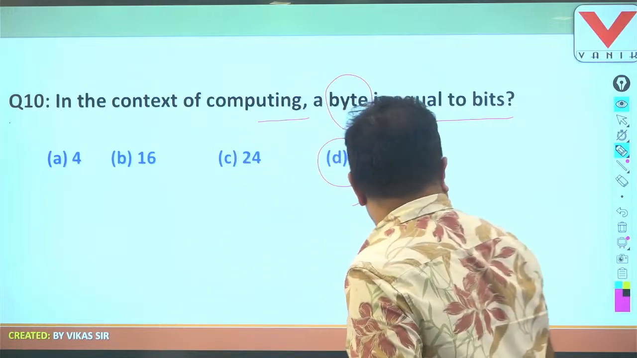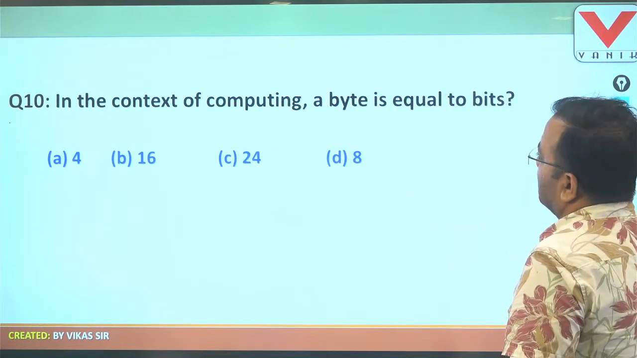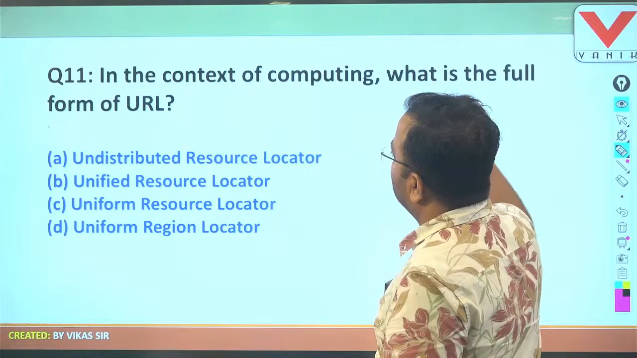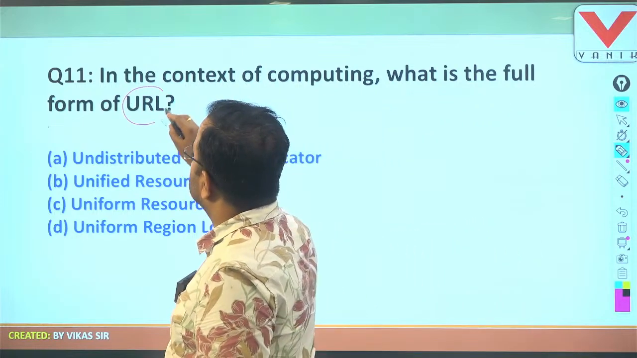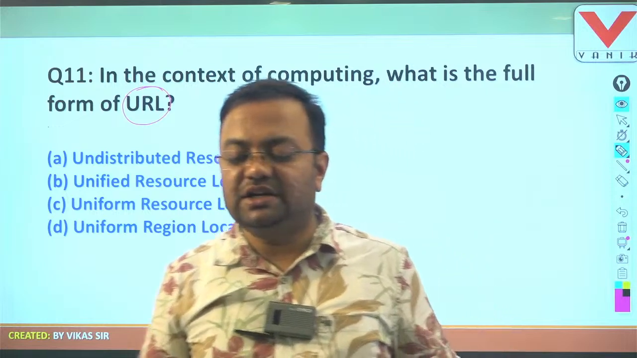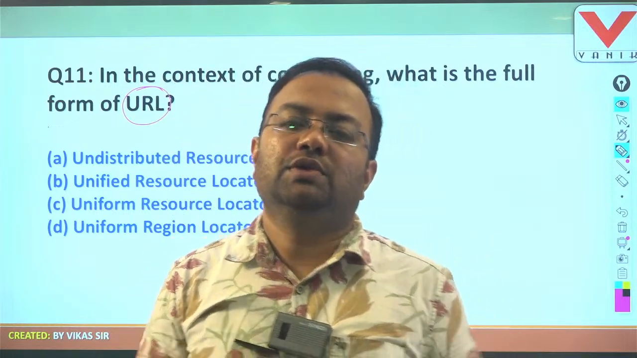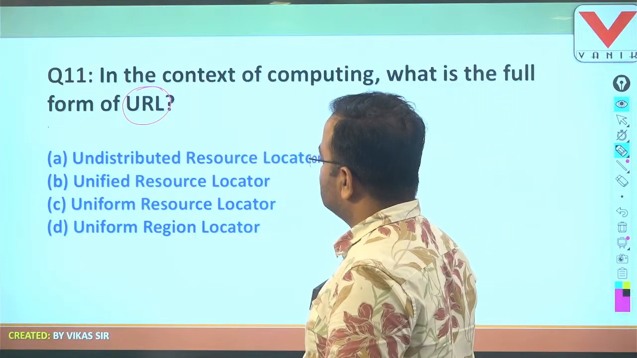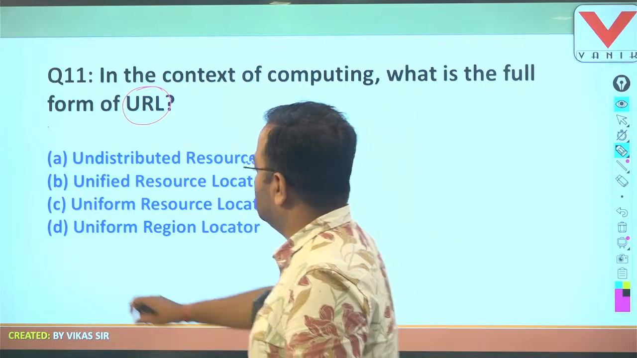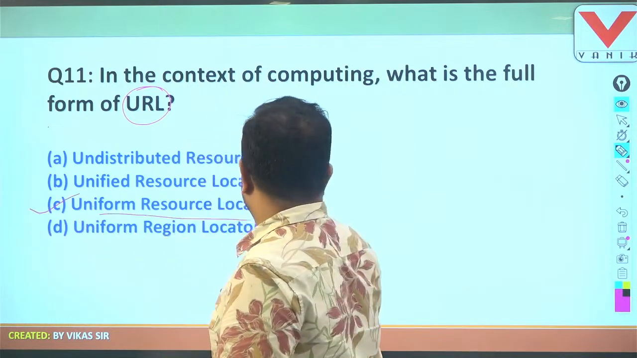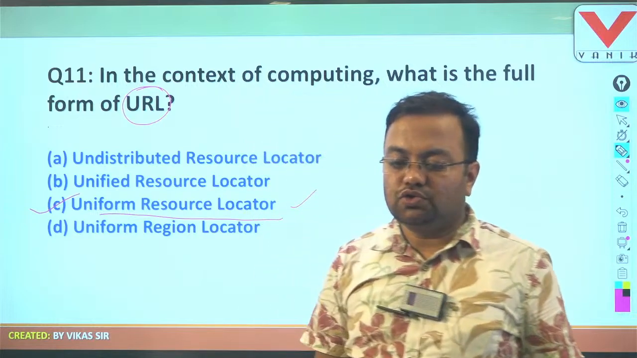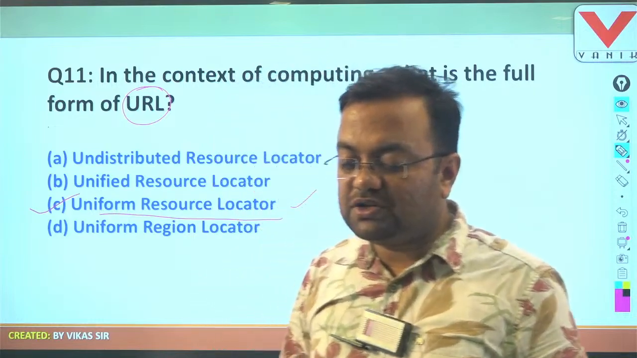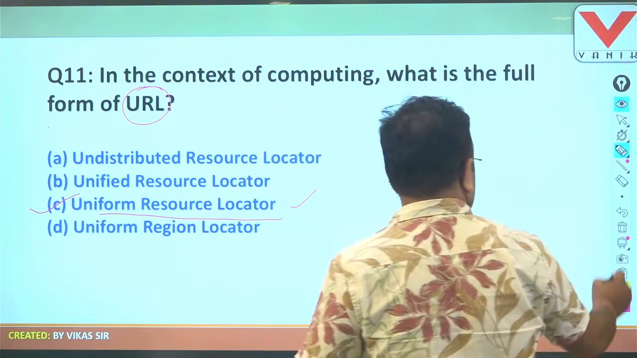Then goes to question number 11. In the context of computing, what is the full form of URL? Very popular question. Many times it has been asked in different examinations. So answer is Uniform Resource Locator. So question number 11, answer is C, Uniform Resource Locator. Soumyaranjan, question number 11, answer C, Uniform Resource Locator. Okay, then goes to question number 12.